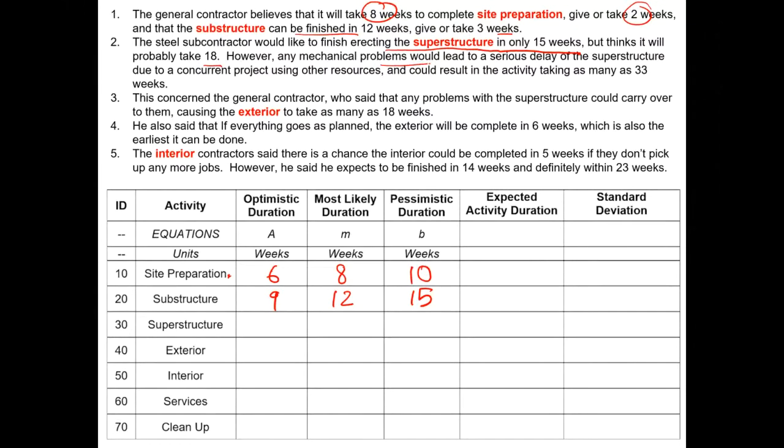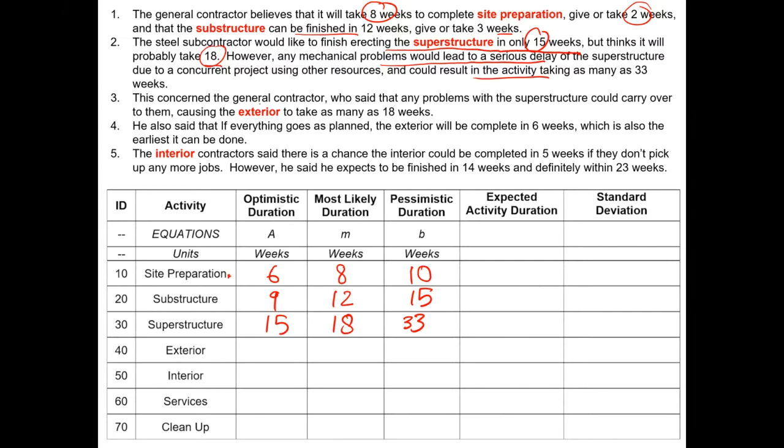However, any mechanical problems will lead to a serious delay of the superstructure due to concurrent projects using other resources, and could result in the activity taking as many as 33 weeks. So here we can guess from this description that the optimistic time is 15, the most likely is 18, and any mechanical problems would lead it to be completed in 33 weeks.